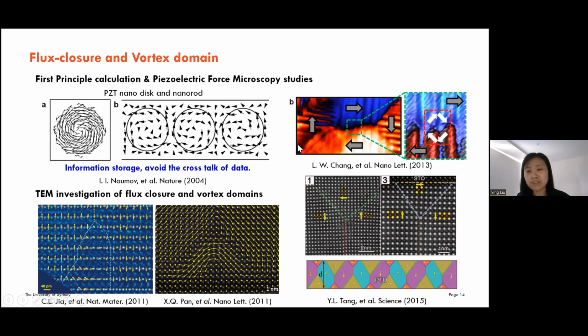And then people used piezo response force microscopy to investigate this kind of flux closure domain pattern. But for the nanoscale domains, it is most useful to use the TEM to observe this kind of domains. For example, in these two works, researchers used TEM to identify the half flux closure domains in the ferroelectrics, and in this one researchers used the TEM to investigate the full flux closure domain patterns.